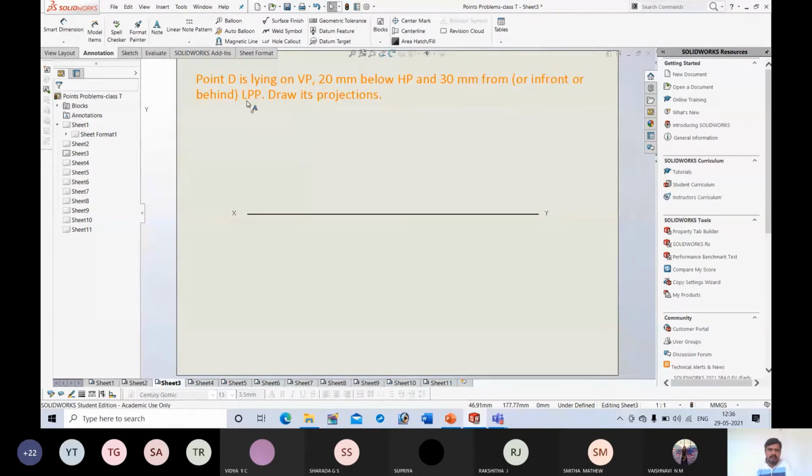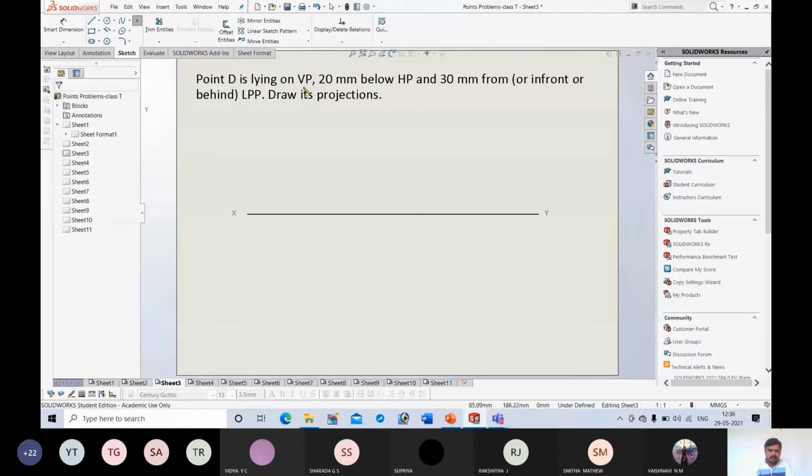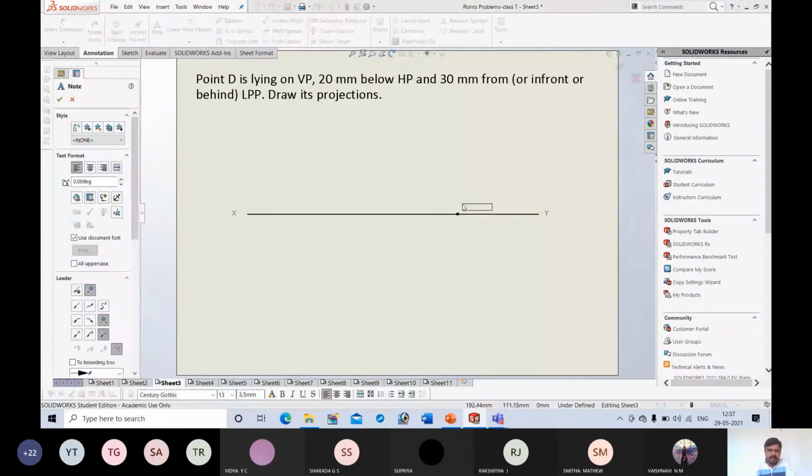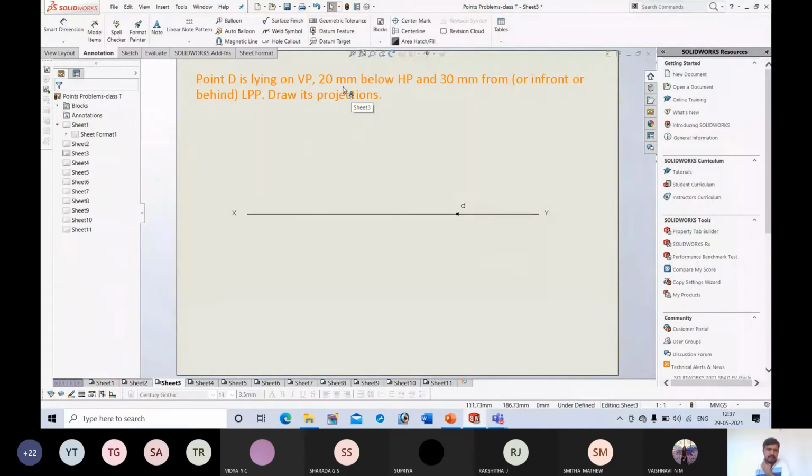Since it is on VP, on the drawing, it will be on XY line. A point on XY line will represent top view of point D. So I will name it as lowercase d, that is the representation of top view. Next, after that, 20 mm below HP. On the drawing it will be below XY line.